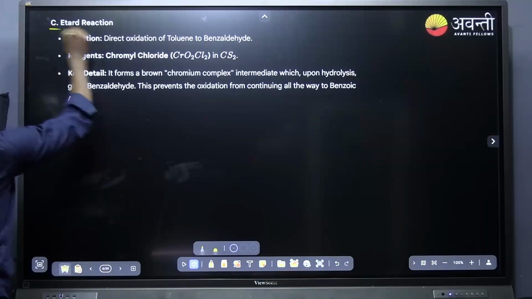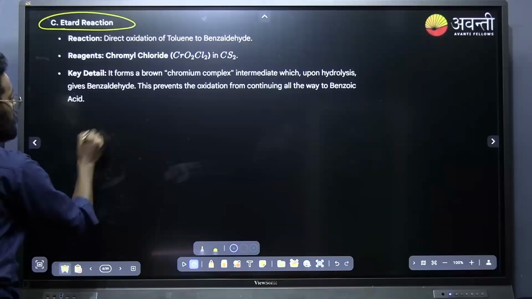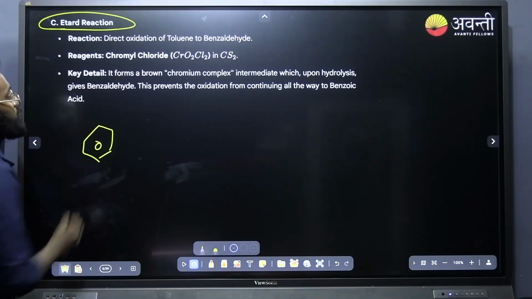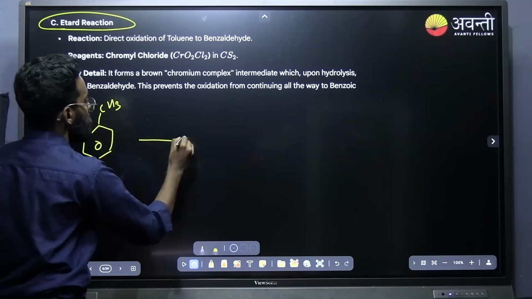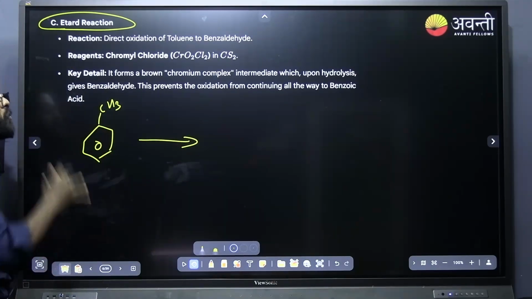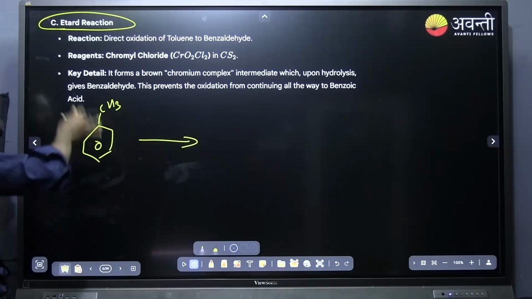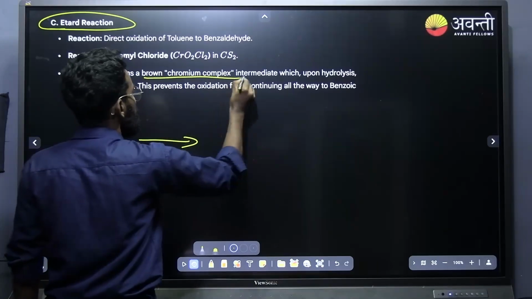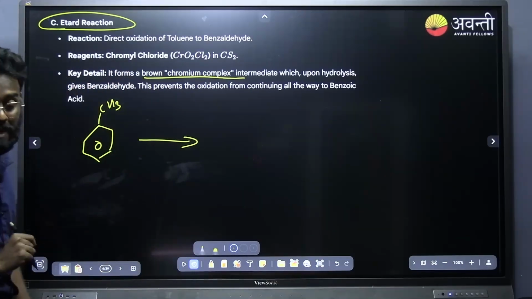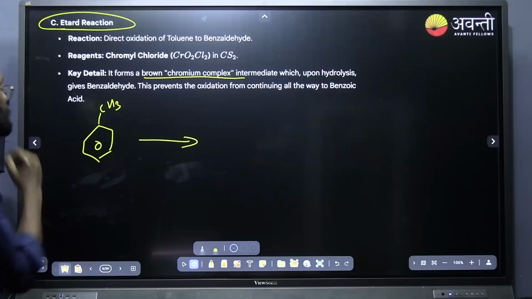Next one is Etard reaction. What is Etard reaction? We are taking toluene. Toluene is converting to benzaldehyde. How can toluene be converted to benzaldehyde? It takes place in a step-by-step manner. In the first step, there will be formation of a brown colored chromium complex as the intermediate.